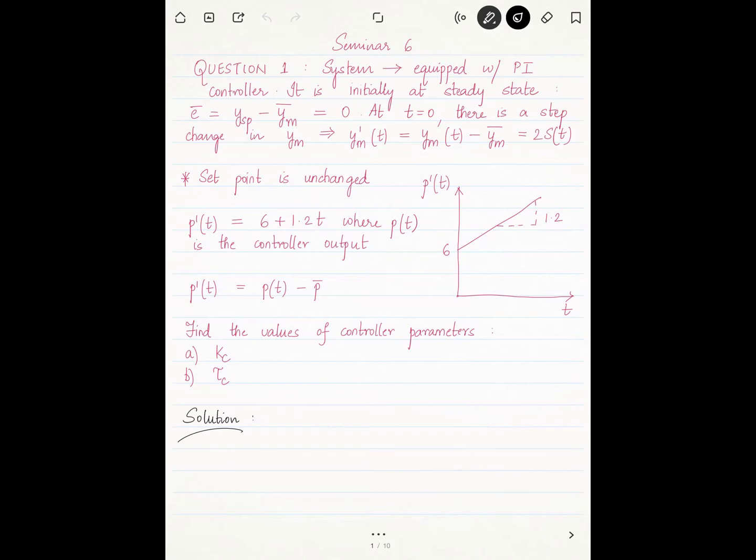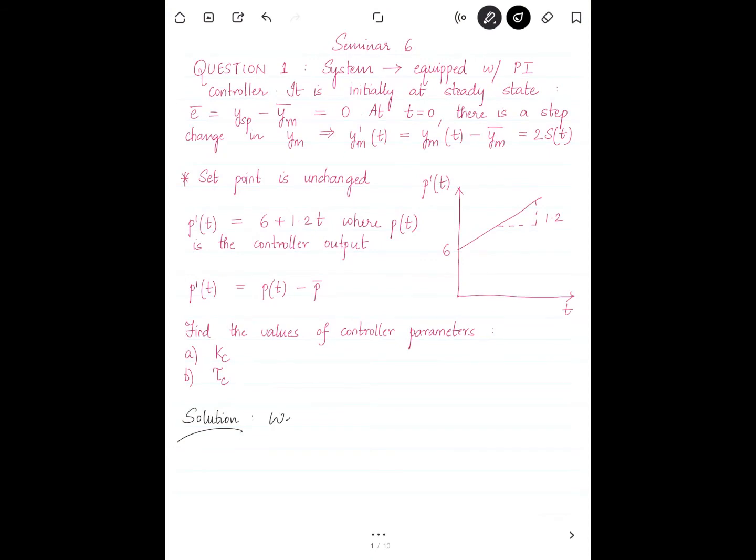Furthermore, we are given the plot of the controller response in deviation form as a function of time. P deviation is equal to 6 plus 1.2 times t, where t is time. And we are asked to find the values of the controller parameters, that is the gain of the controller as well as the integral time of the controller. I've written that as tau c. We will be referring to it as tau I in this seminar.